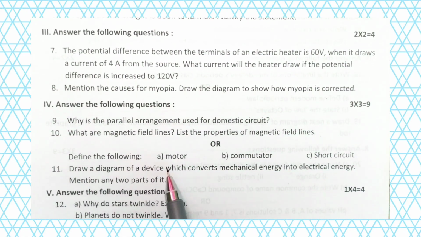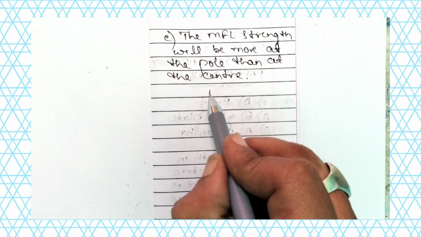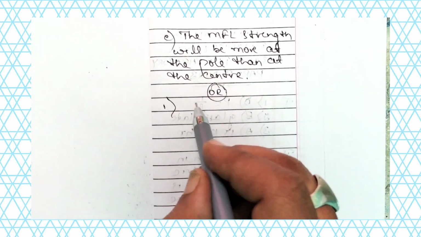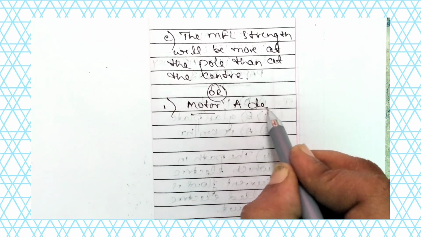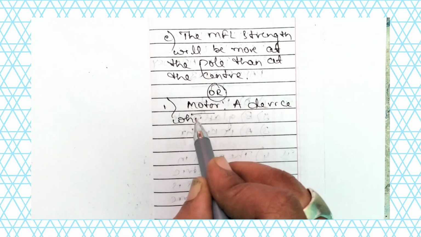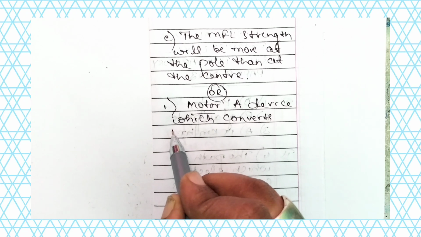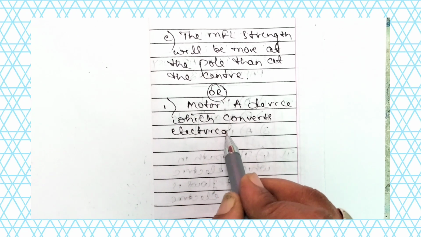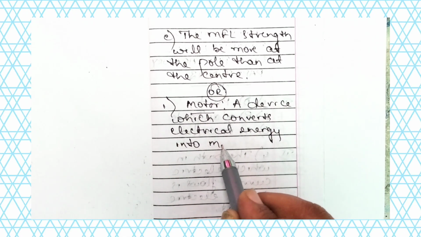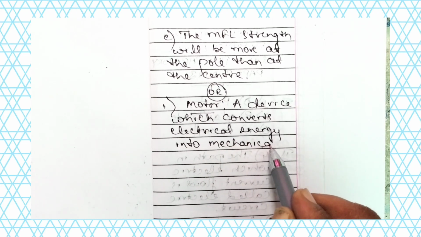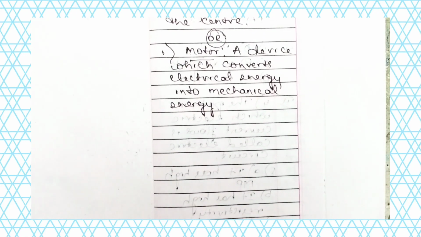In that, one internal choice question is there: motor, commutator, short circuit. We have to define them. So in the internal choice question, the first one, motor. What is a motor? A device which converts electrical energy into mechanical energy is called a motor.